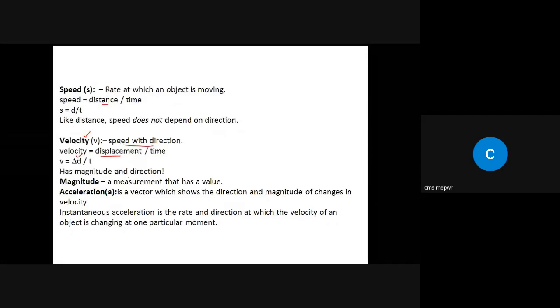Now, what is magnitude? Magnitude is basically a measurement that has some certain value. For example, kilogram, for example, meter.